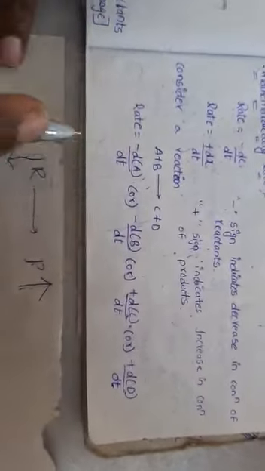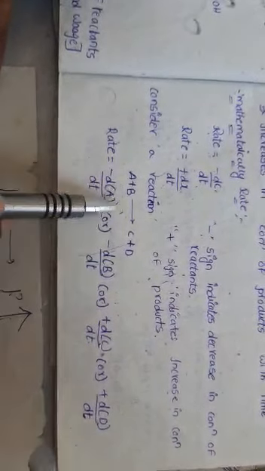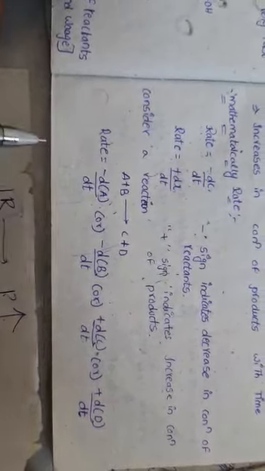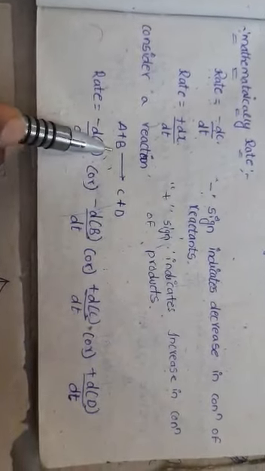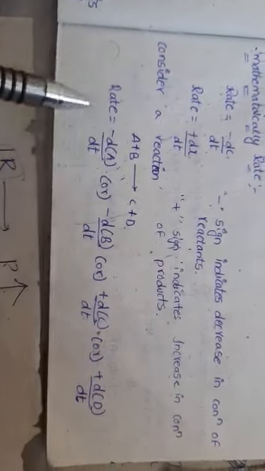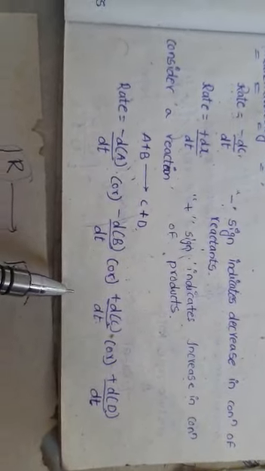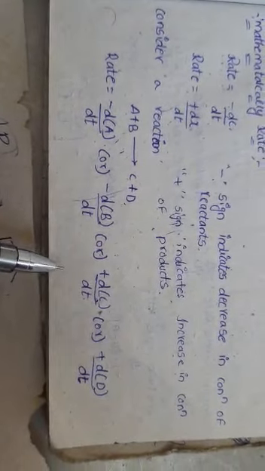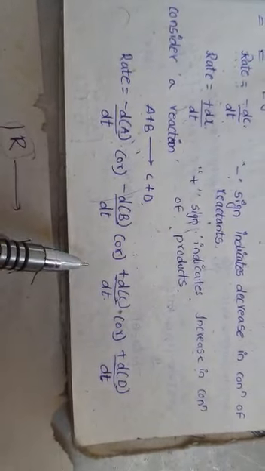Consider a chemical reaction: A plus B gives C plus D. Here the rate we can express with respect to A, with respect to B, with respect to C, with respect to D. That means the rate can be expressed with respect to any term, reactant or product. By any term we can express the rate.